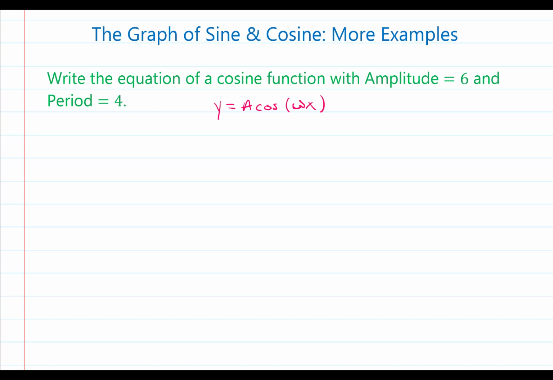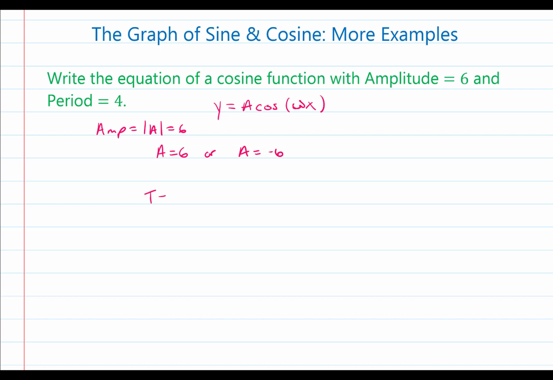What we know is that the amplitude is equal to the absolute value of a, which is equal to 6. Now we're not told any further information about whether there is a reflection about the x-axis or not, so we don't know if a is positive or negative. As a result, a could be positive 6 or a could be negative 6. This means we're going to have two different equations that could represent this information. Let's now move on to the period.